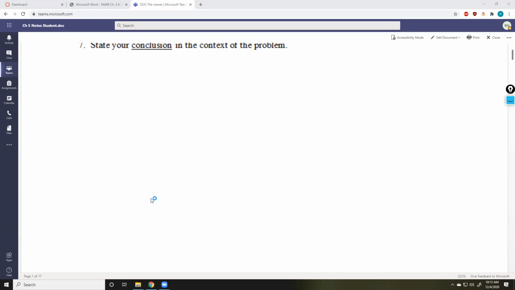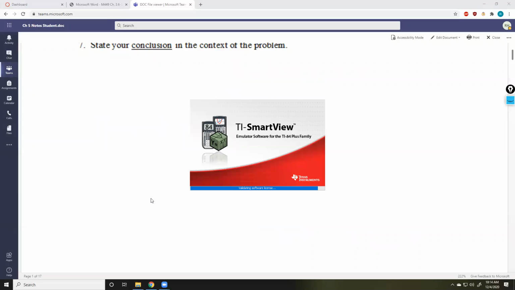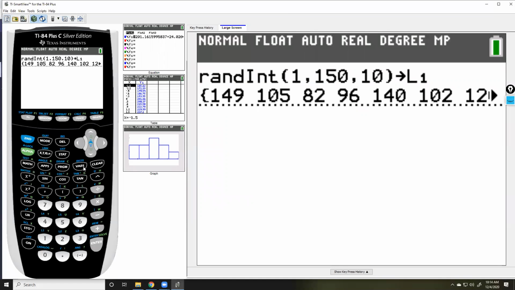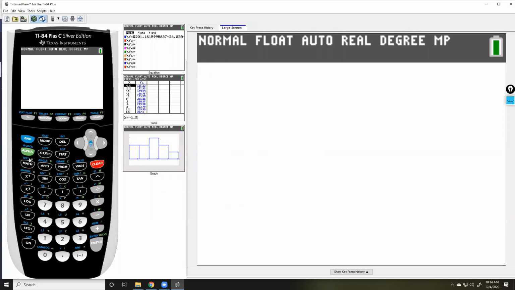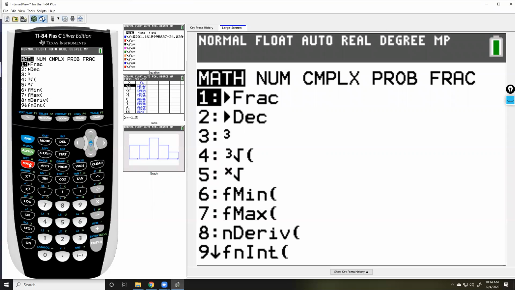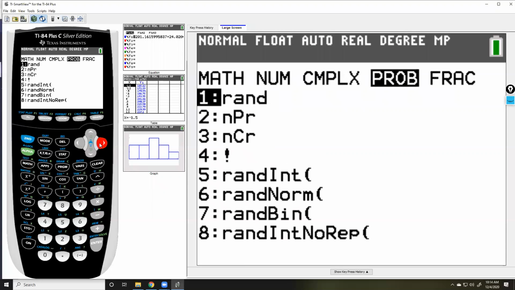And we're going to use something that we have already used in the past, which is random int. So we are going to go to find random int. Remember, you're going to go into the math menu, and then we're going to scroll over to probability. So math over to probability, and then number 5 is random int. So we're going to go down to number 5. That's random int.